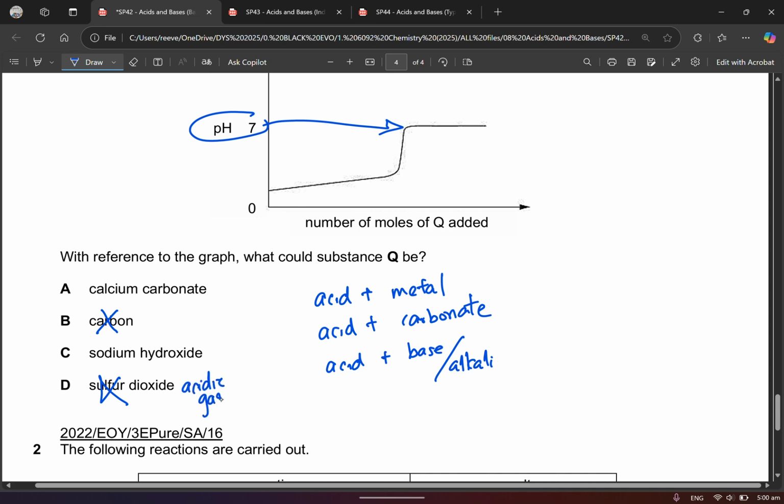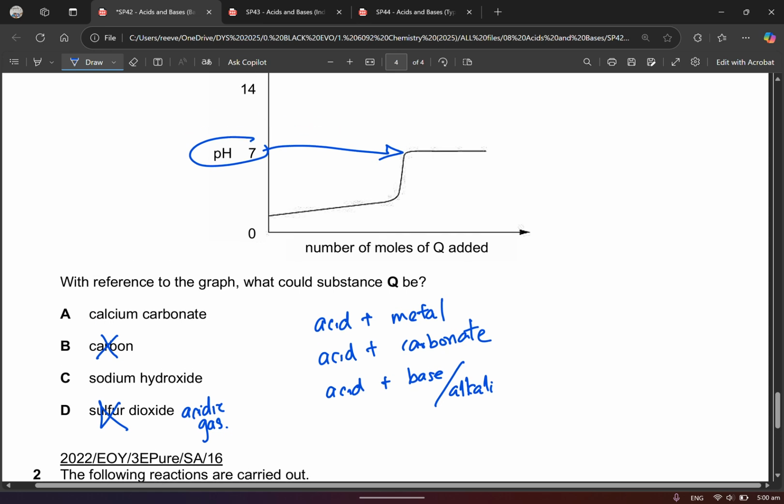Okay, how do I know? The previous chapter we taught, chapter 1, under the title called gases. It's an acidic gas. How can acid react with acid? No lah. Acid reacts with acid, you become still acidic lah. It will not become pH 7, neutral. So if I want to remove the acid and become neutral, I have to use something that can react with my acid. I'm left with two options. I have calcium carbonate and sodium hydroxide.